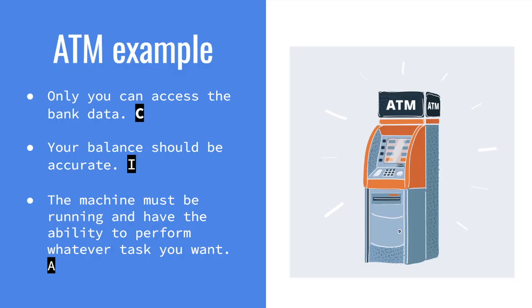Also, when you go up to the machine, it should be available. In other words, you don't want to go to an ATM and have it say, I can't do deposits, I can't do withdrawals, I can't give you any information. Availability is a part of this example. So the CIA: C confidentiality, I integrity, A availability.